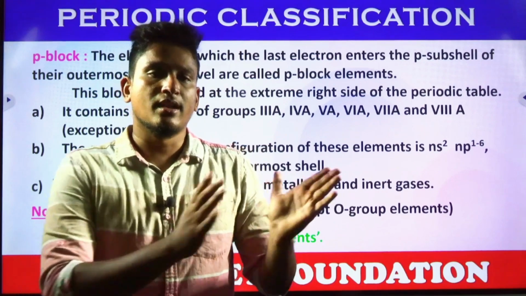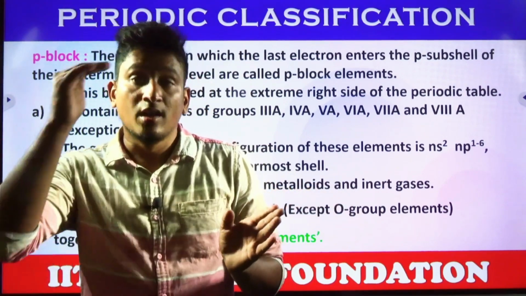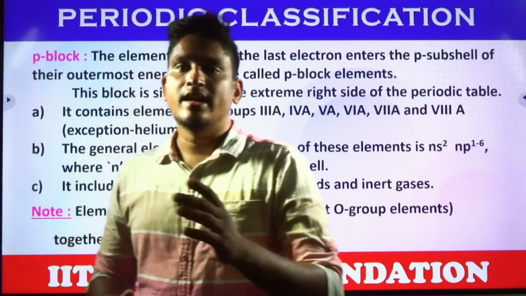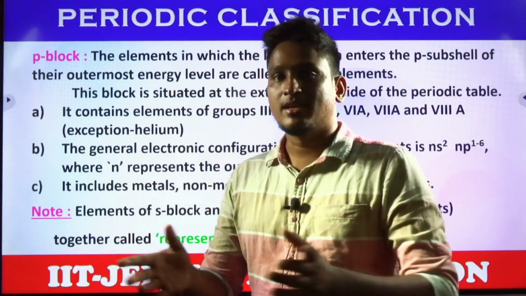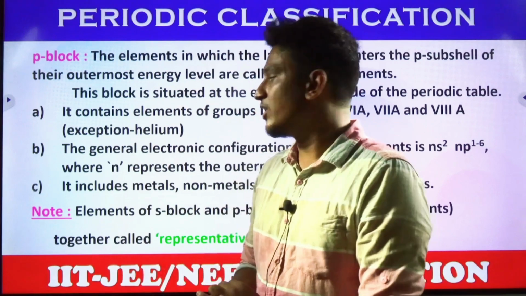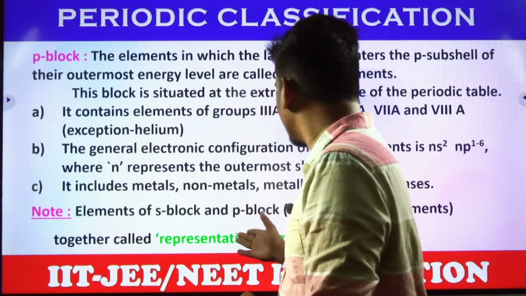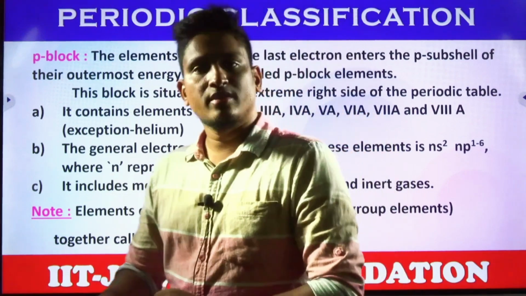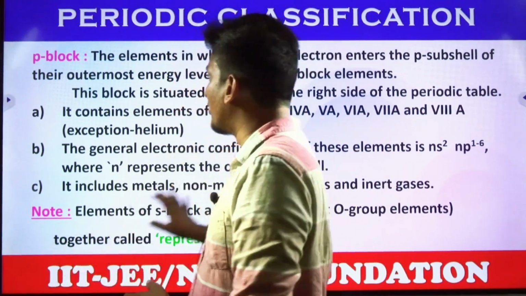Why? Because left to right metallic character decreases, top to bottom metallic character increases. That's why lead and all these metals are there in the P block only. So next, the elements of S block and P block are called representative elements. We already discussed this point about the representative elements.